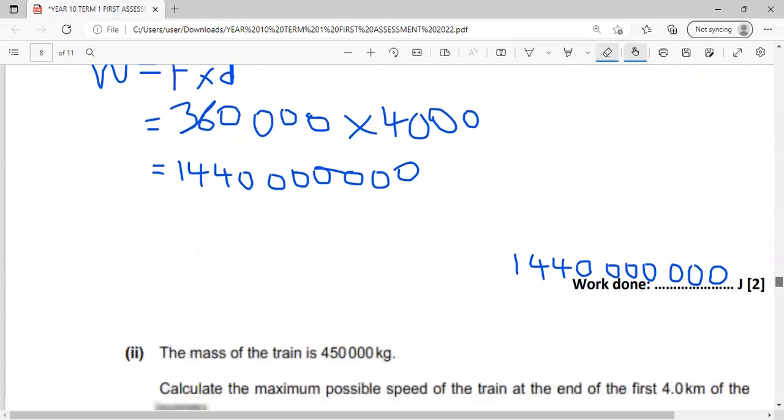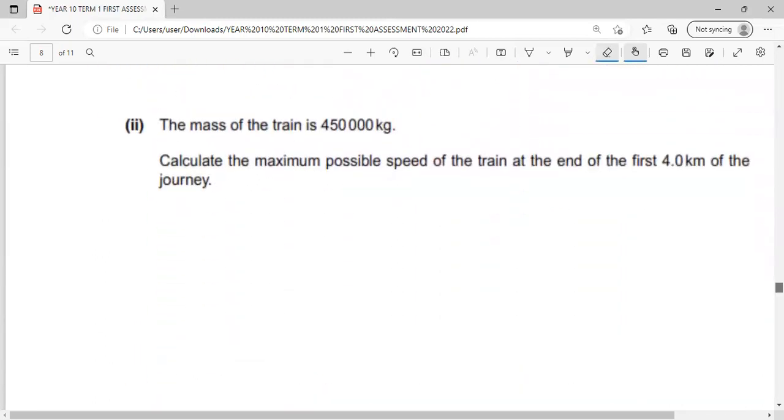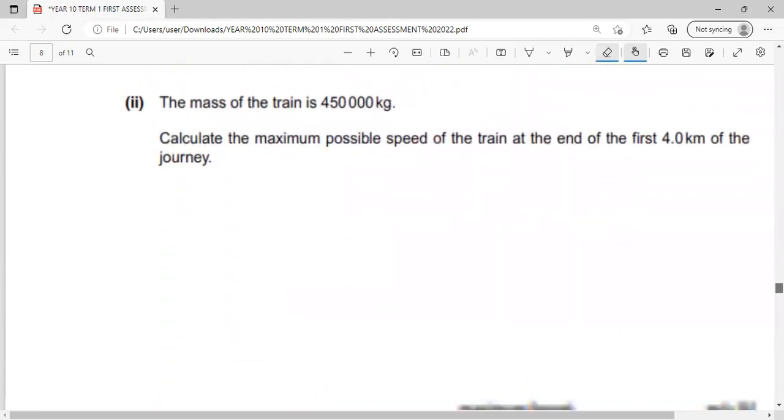Now let's take the last part of the question. The mass of the train is 450,000 kilograms. Calculate the maximum possible speed of the train at the end of the first 4 kilometers of the journey.